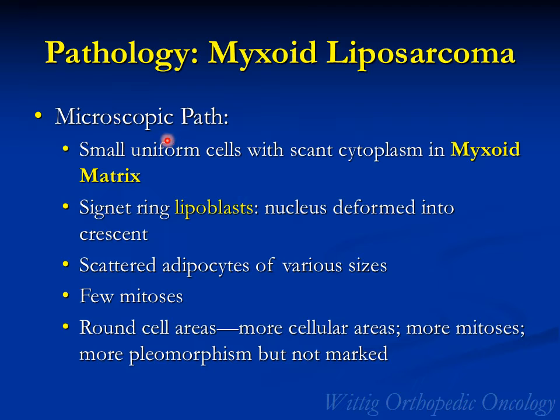A microscopic pathology of a myxoid liposarcoma, you're looking for small uniform cells with scant cytoplasm in a myxoid matrix. Looking for signet ring lipoblasts. The nucleus is deformed into a crescent. Scattered adipocytes of various sizes, few mitoses, and the round cell areas are the more cellular areas, more mitoses, more pleomorphism, but there's usually not marked pleomorphism.